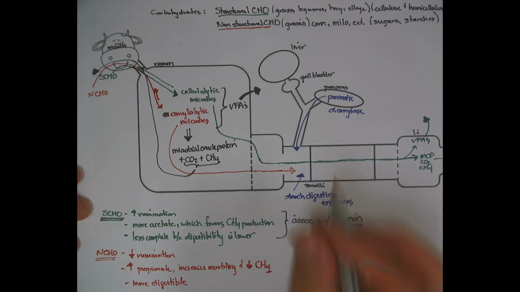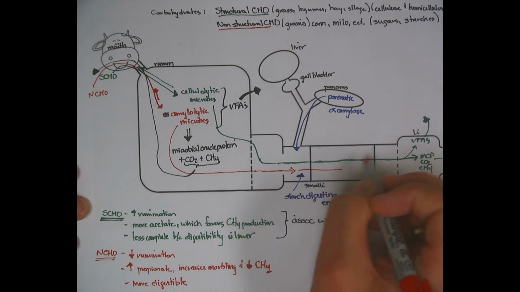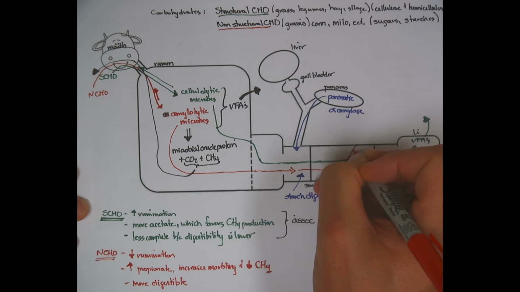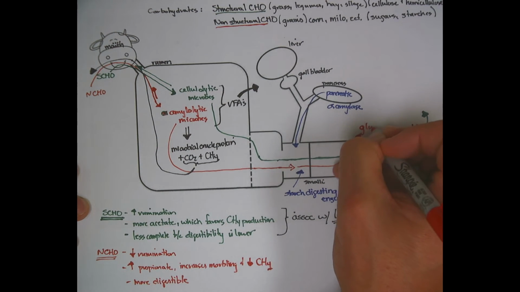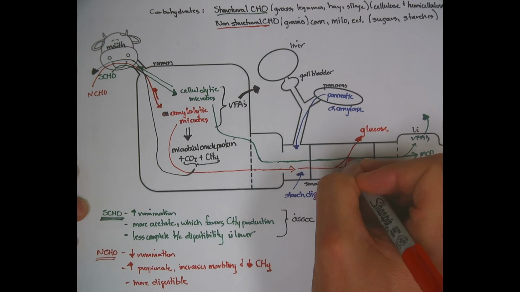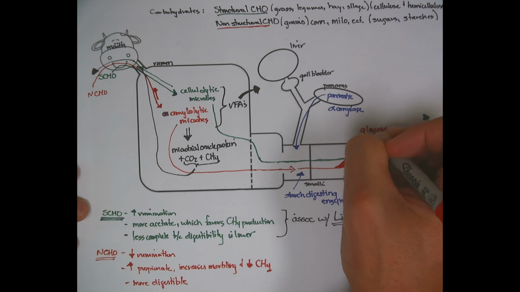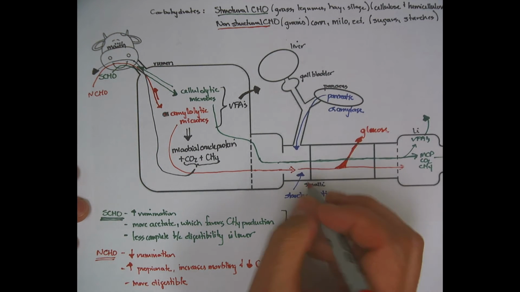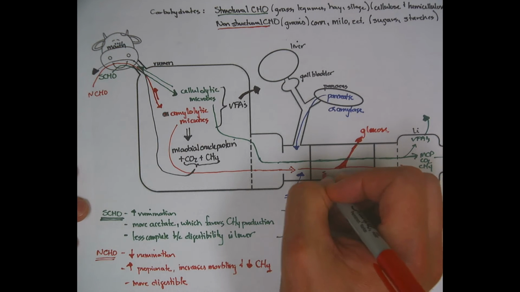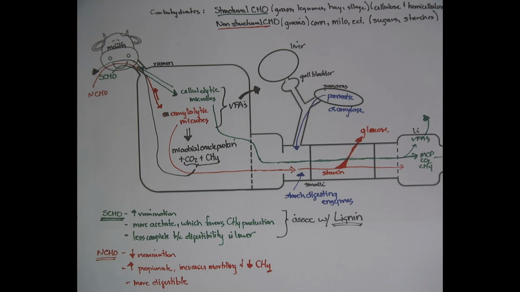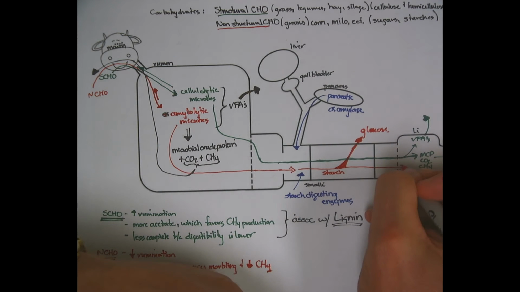But the end result is we have the release of glucose, and that glucose is absorbed by the small intestine. Really the only non-structural carbohydrate we're going to expect to see is starch. If we had a baby ruminant, a baby calf or a baby lamb, we would see some milk, but that's a different thing and kind of a different process.